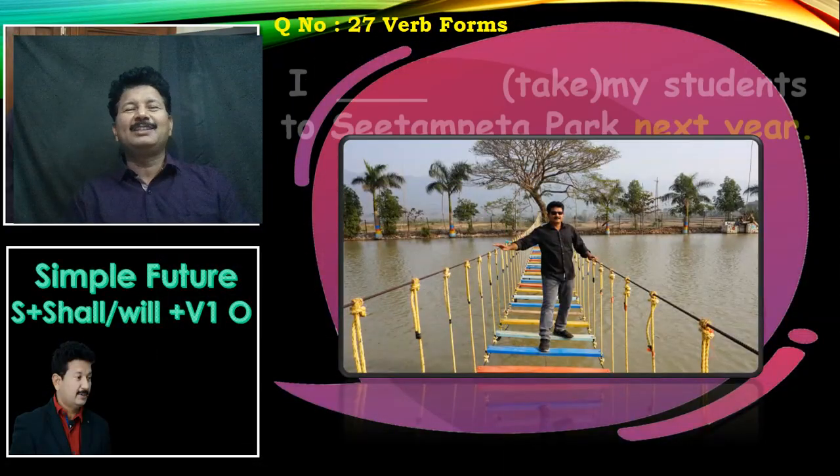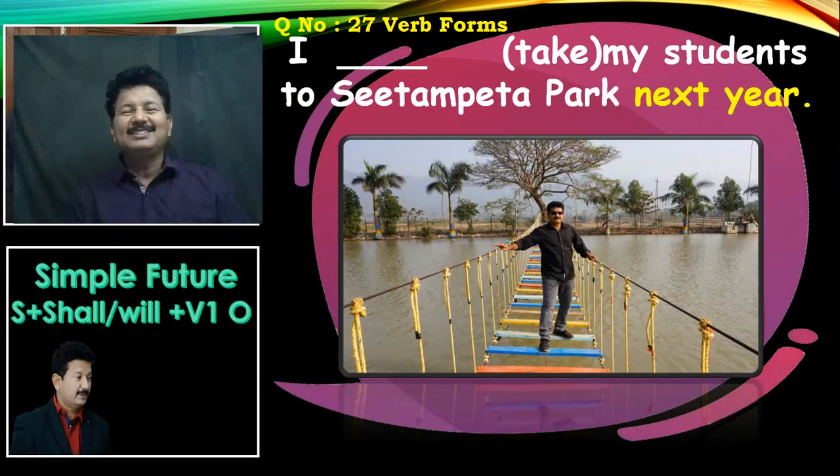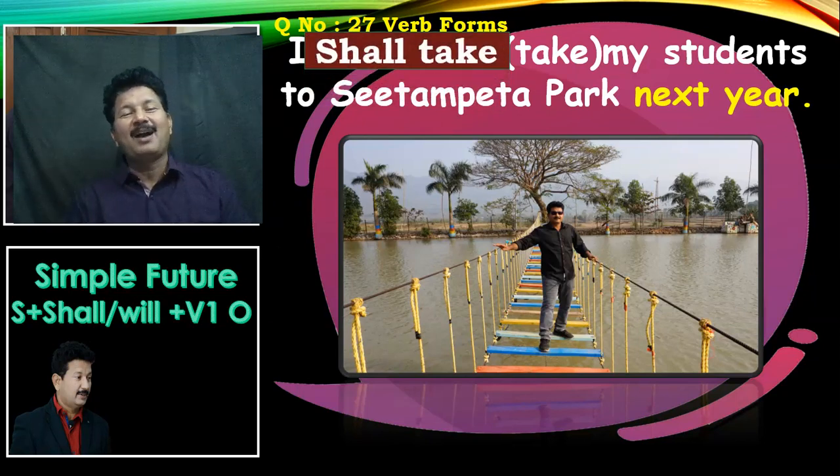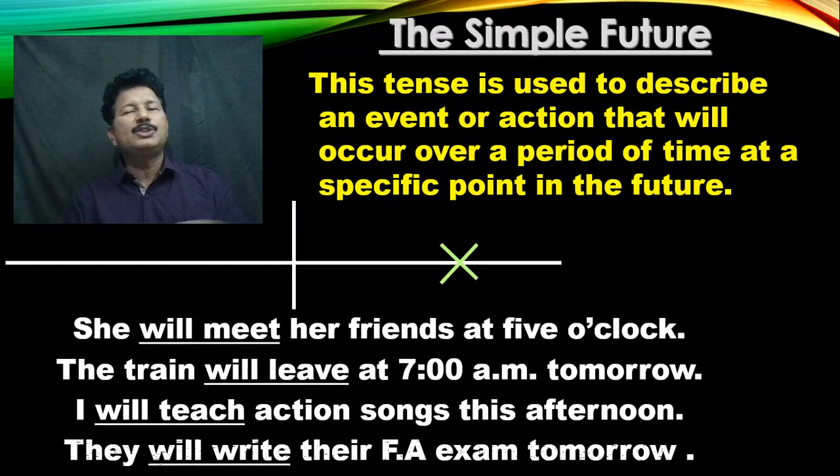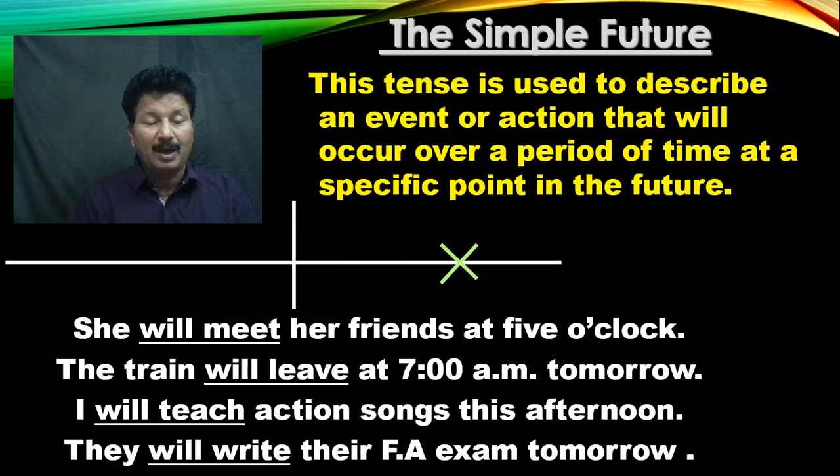So now let's look at this visual. I dash my students to Sitampeta Park next year. Last year we visited, this year we did not go, but I'm sure that I will take my students to Sitampeta Park next year, right? So the next one is the tense used to describe an event or action that will occur over a period of time or at a specific time in the future. Like, she will meet her friends at 5 o'clock. The train will leave at 7 o'clock tomorrow. I will teach action songs this afternoon and they will write their FA exam tomorrow.